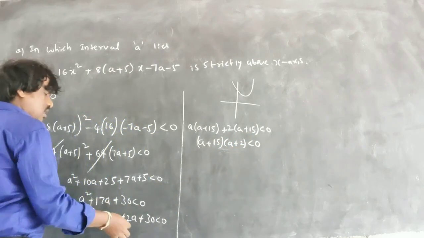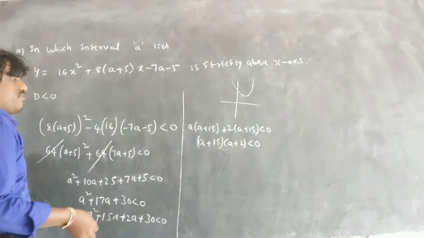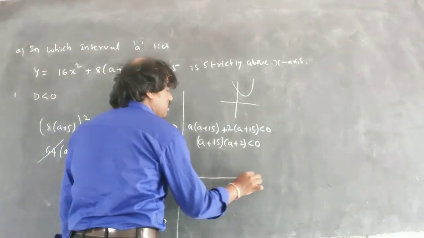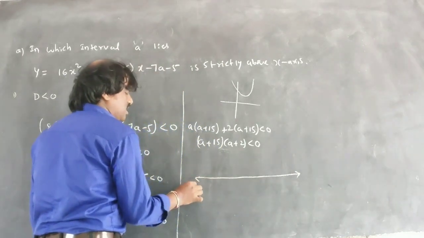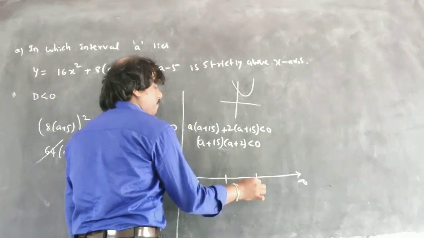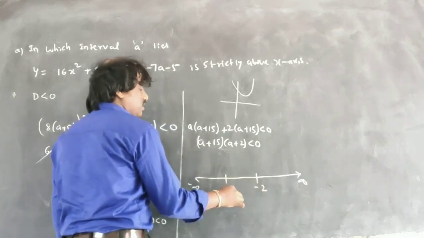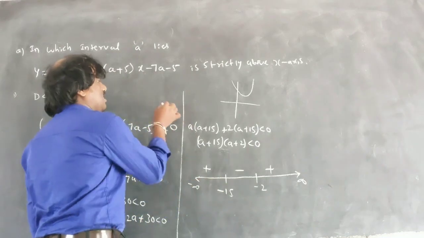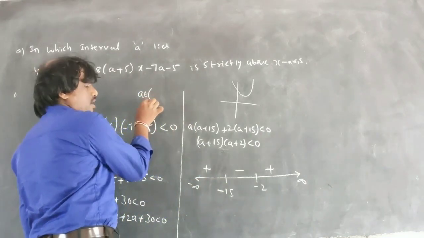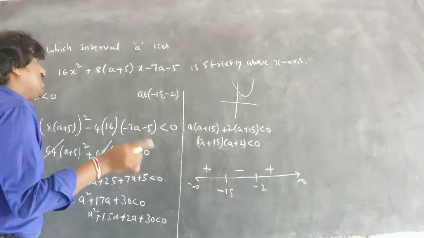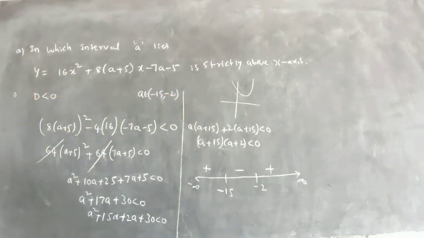Remember one thing, if you have a plus here, it means most of the chances you get both are plus. So here what I am going to get on the number line: this is minus infinity, this is plus infinity, you get here minus 2, minus 15, plus minus plus. Negative is the answer. So the answer is a belongs to (minus 15, minus 2). This is the answer for this question.